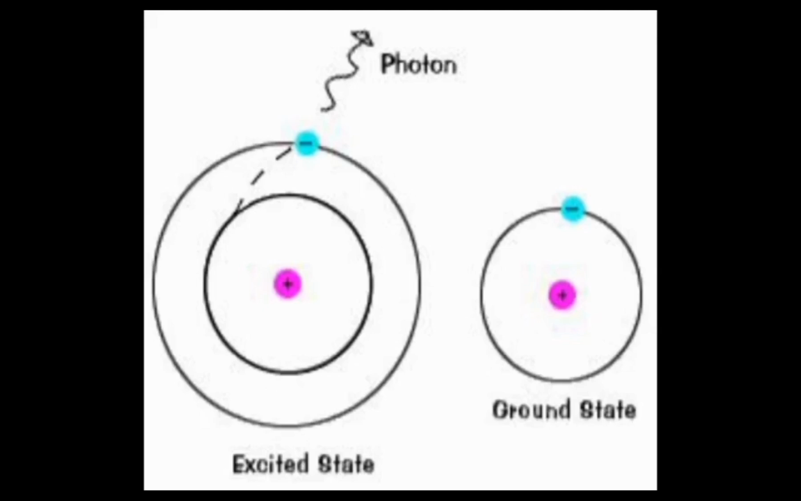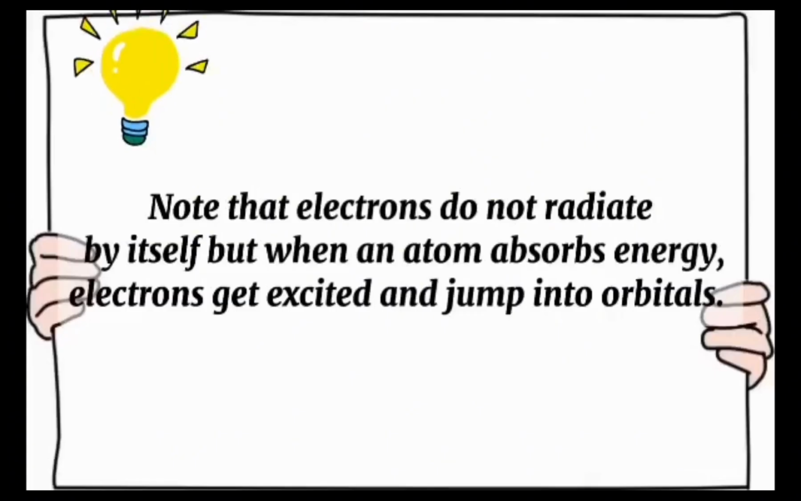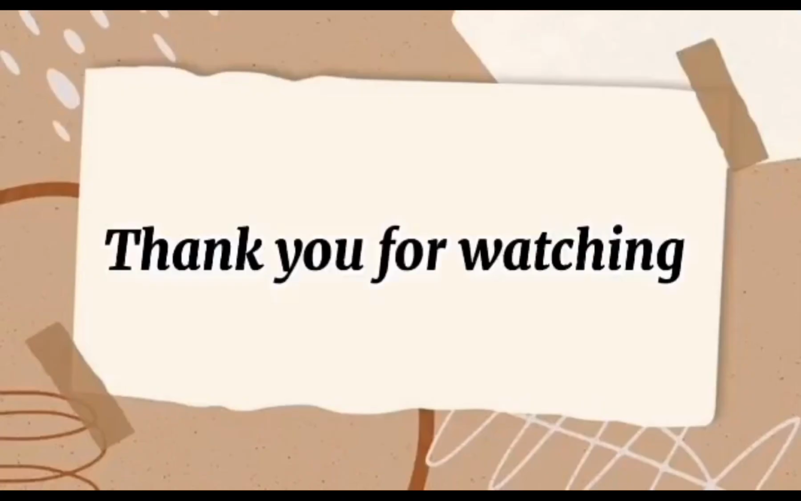If an electron jumps from a higher energy orbital to a lower energy orbital, that energy is released in the form of a photon. Note that electrons do not radiate by themselves, but when an atom absorbs energy, electrons get excited and jump into higher orbitals. And that's the end of our lesson.